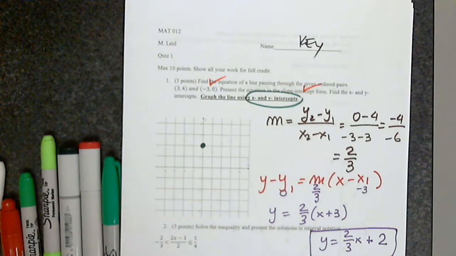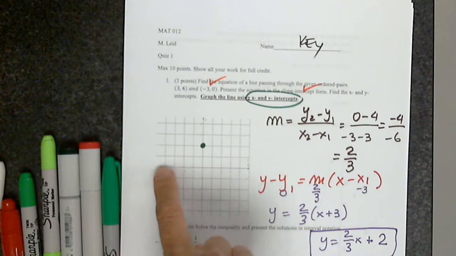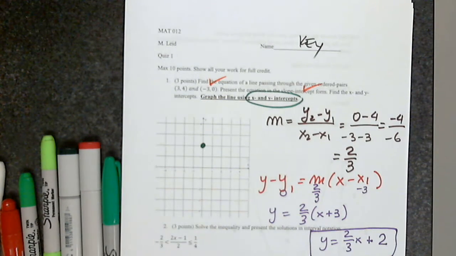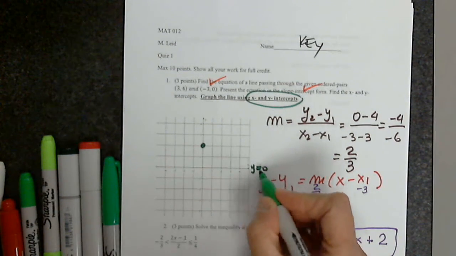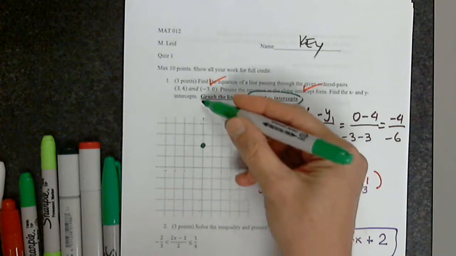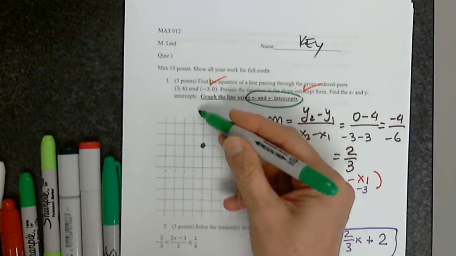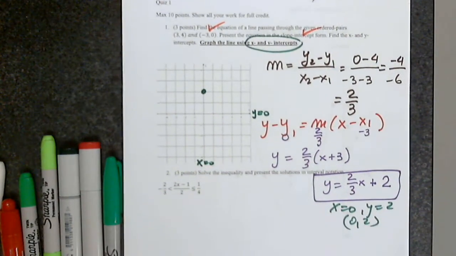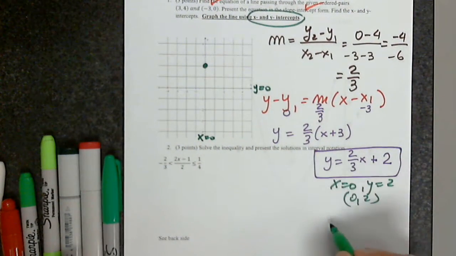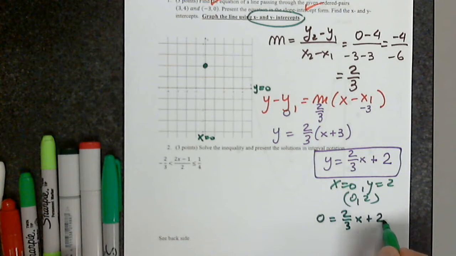How do I find the x-intercept? How do I find where the line crosses the x-axis? I have to set y to 0, because this line is y equals 0, and this line is x equals 0. That's y. Very good. So then I will replace y by 0. So I have 0 equals 2/3 x plus 2.